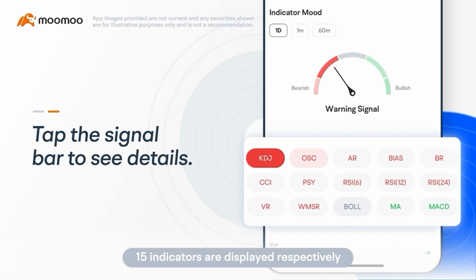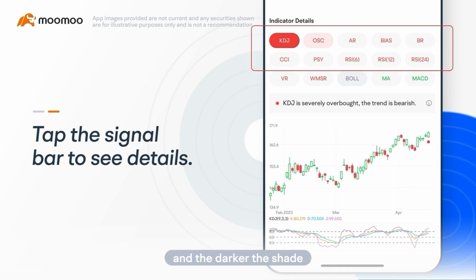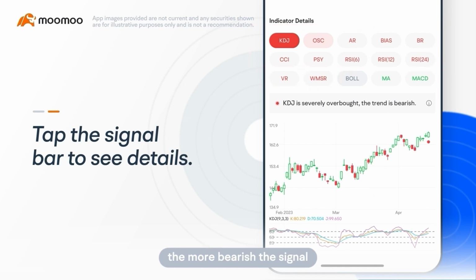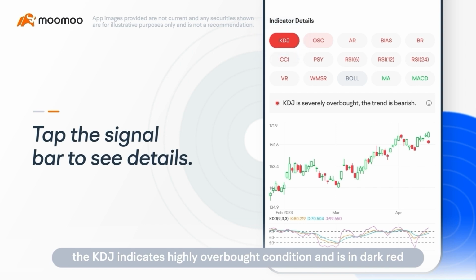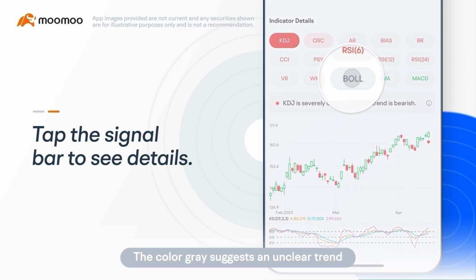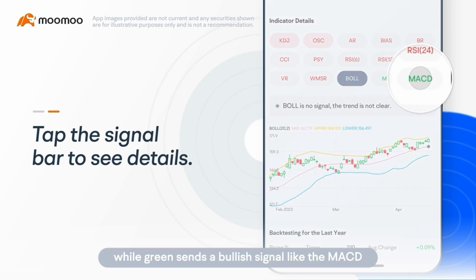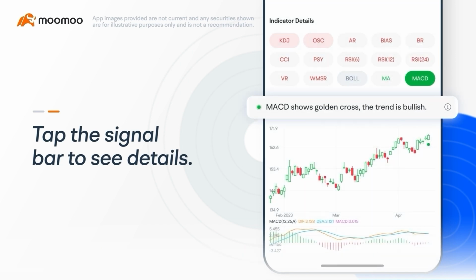15 indicators are displayed respectively on the Technical Indicator Sentiment page. Red indicates bearish, and the darker the shade, the more bearish the signal. In this example, the KDJ indicates highly overbought condition and is in dark red, suggesting a potential correction. The color gray suggests an unclear trend, like the ball here, while green sends a bullish signal, like the MACD.